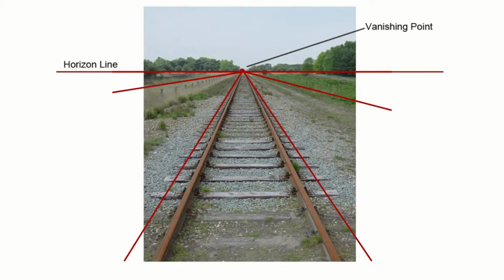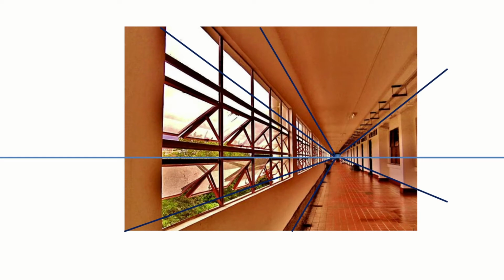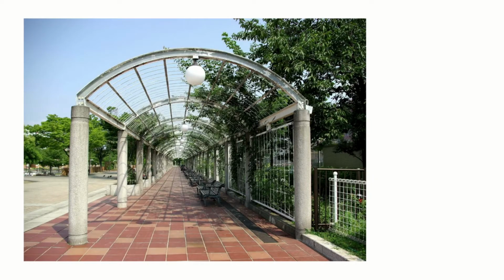You see these lines? Even they lead into the vanishing point. Here's another example. The lines above and below appear to vanish into the vanishing point. They all merge together. Can you see where the vanishing point is on this one?